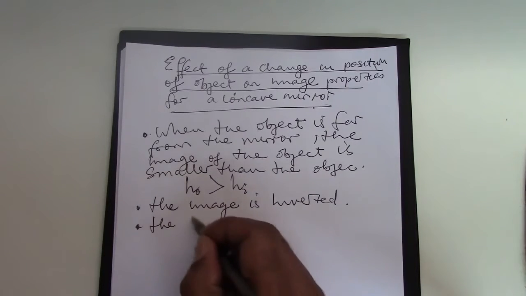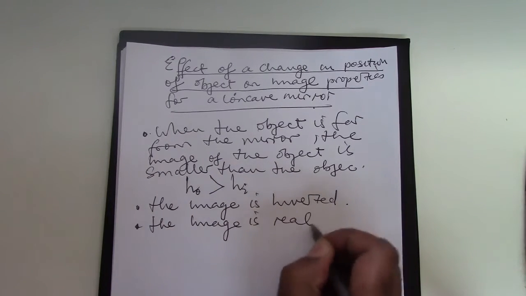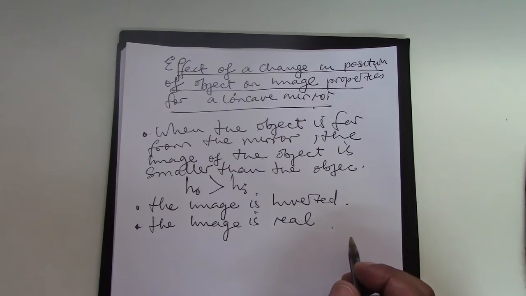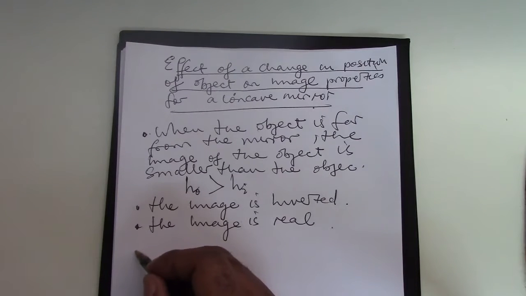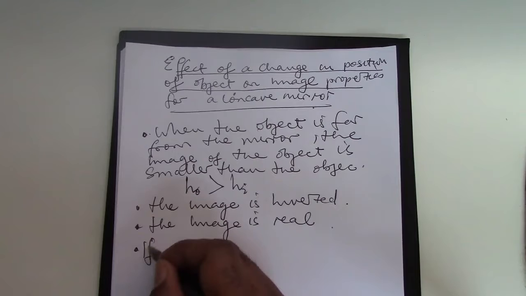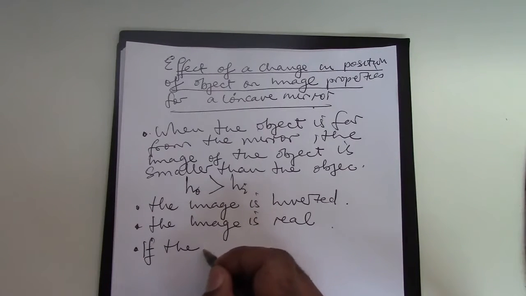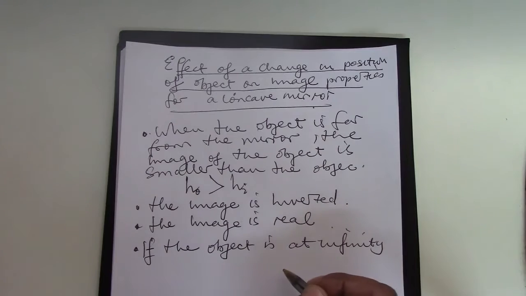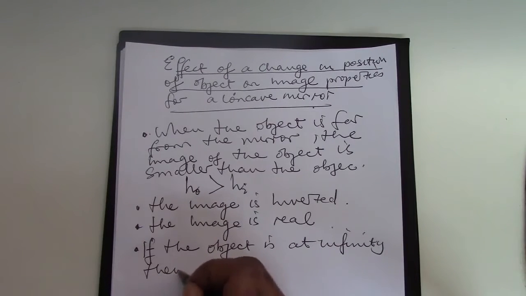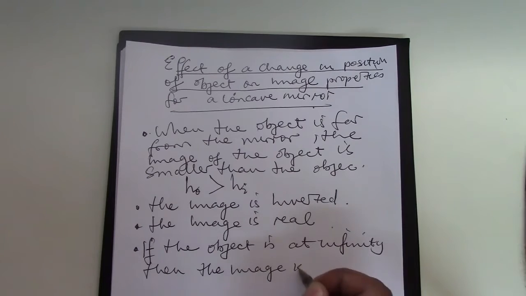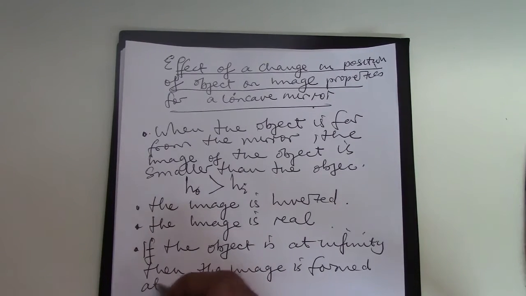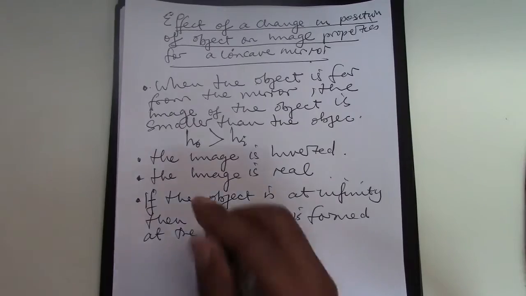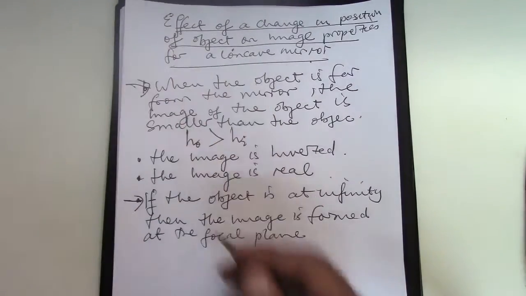The image is real. But if, let's say, the object is at infinity, then the image is formed at the focal plane.